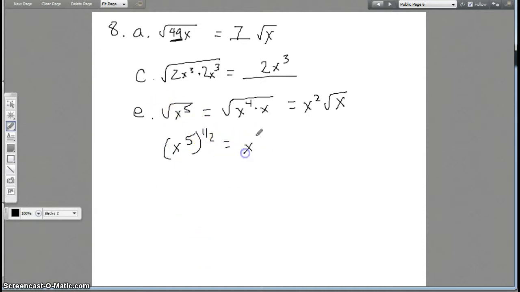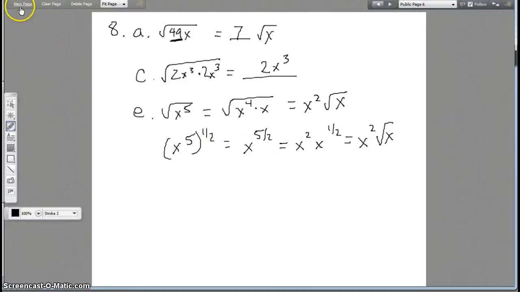So that is the same as x to the 5/2. And x to the 5/2, 5/2 is 2.5. So that means x squared times x to the half, and that is x squared times the square root of x. Just to give you another way of looking at this problem. So that was number 8, which is just like number 15 that I assigned for homework.